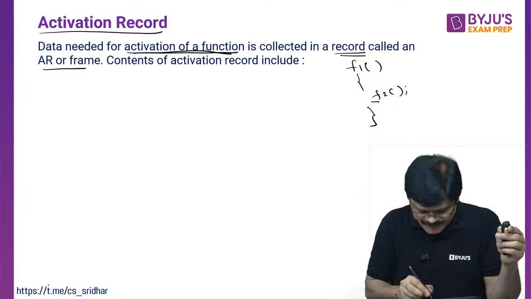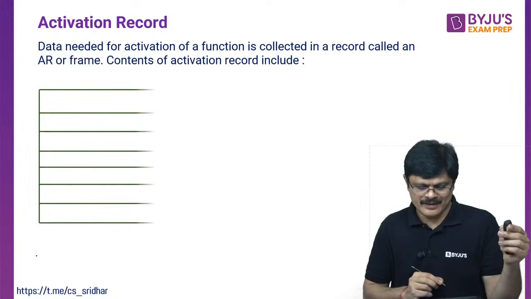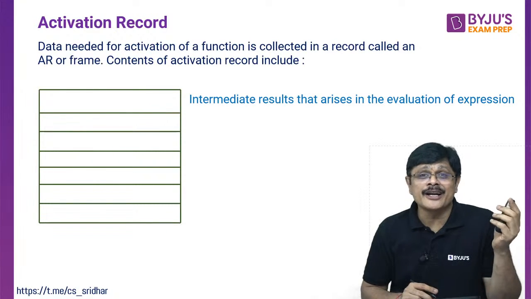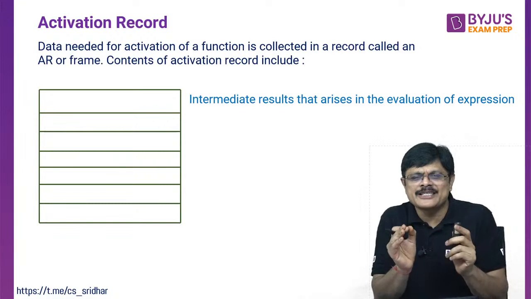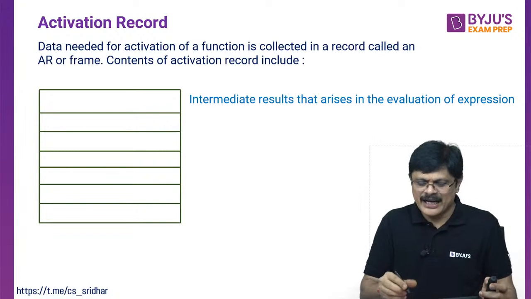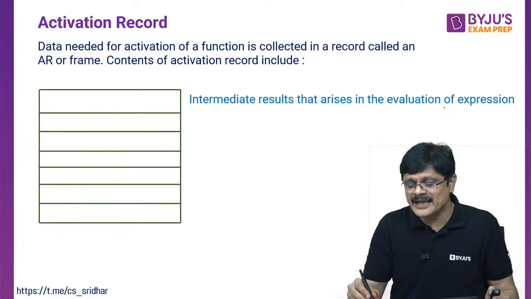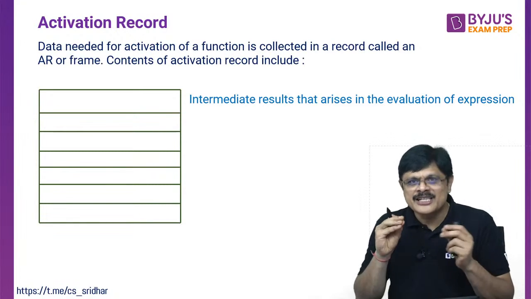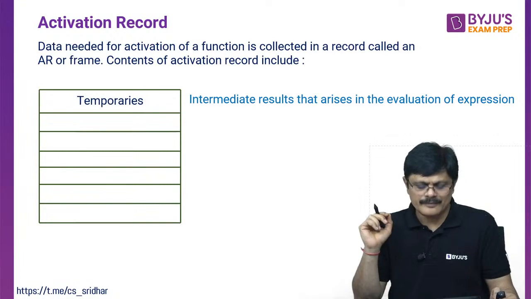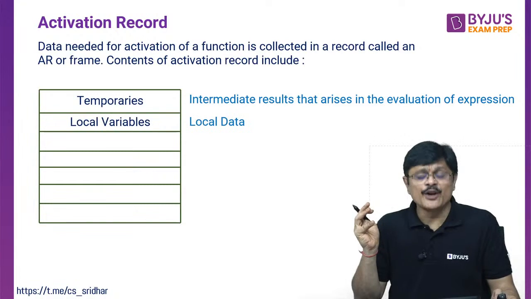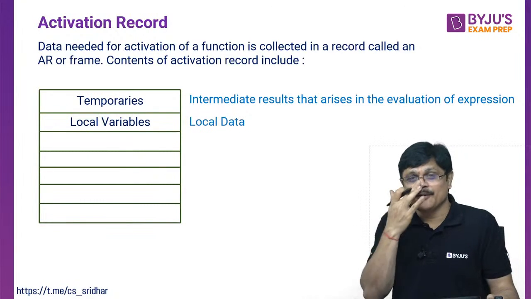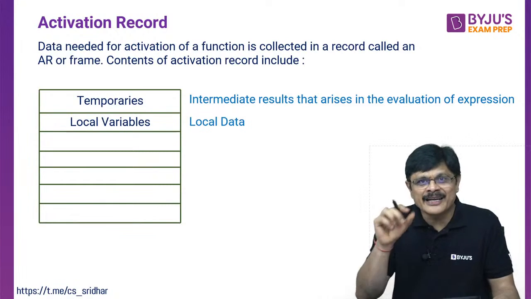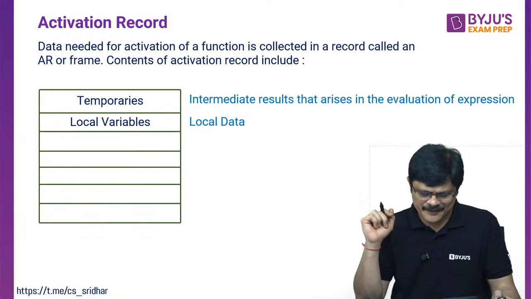The content of an activation record includes different items. What are the different contents included in an activation record? I'll try to put it in a very simple sense here, my dear friends. Intermediate results that arise in evaluation of an expression. Suppose you have an expression, the intermediate results will be stored. Temporaries, we call them. Then local variables, local data. Whatever local variables you are going to create, the memory for them will be created within that activation record.